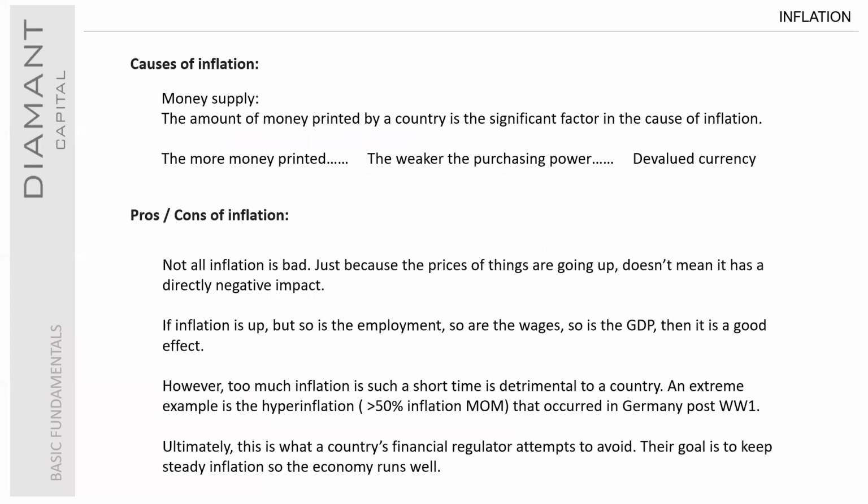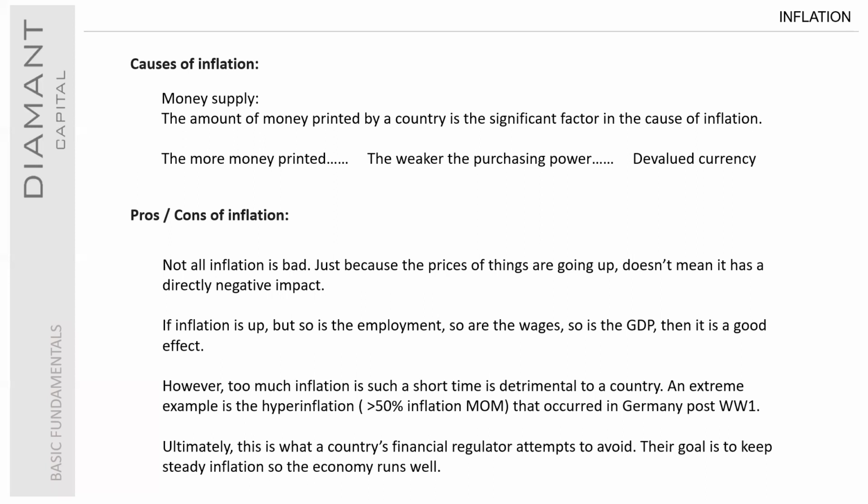So what are the causes of inflation? The main one is money supply. The amount of money printed by a country is a significant factor in the cause of inflation. So think about it: the more money printed, the weaker the purchasing power, therefore a devalued currency. That's why when you look at the markets, whenever you see countries with higher inflation, they've always got a lower currency value.